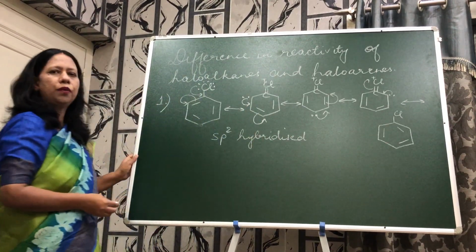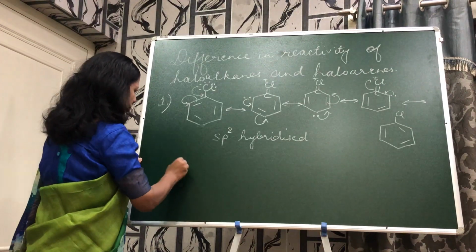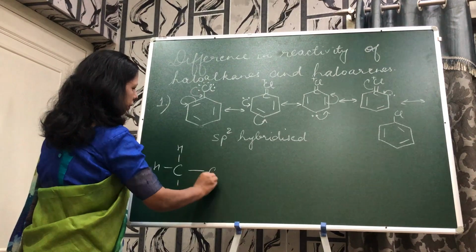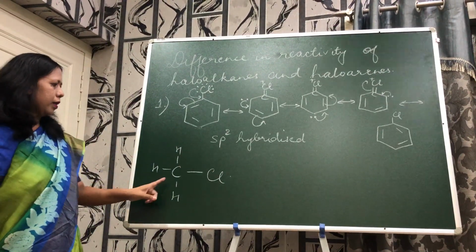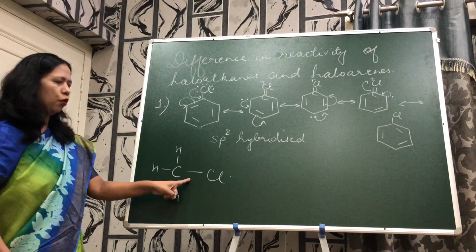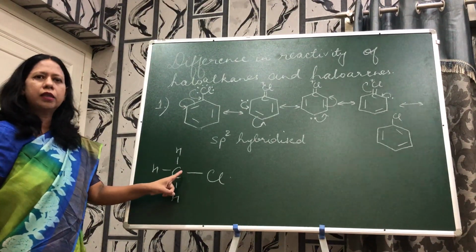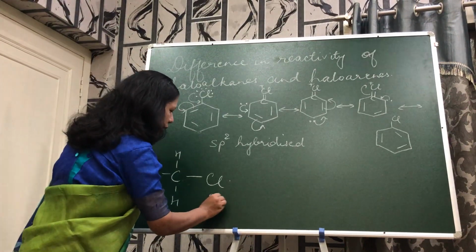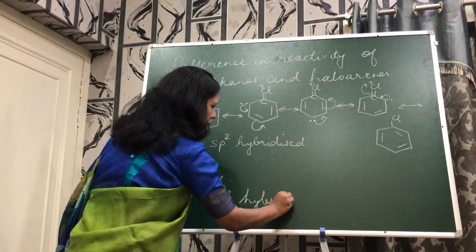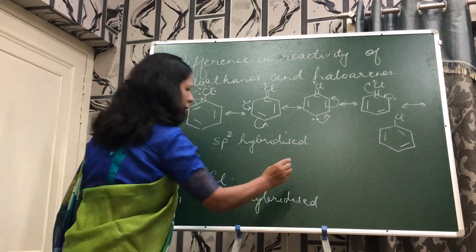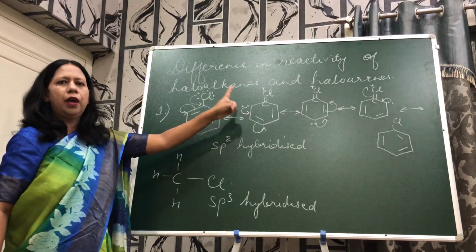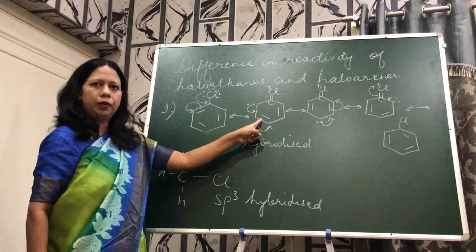Let us take an example of a haloalkane. This is an example of chloromethane. This carbon has 4 bonds, so this carbon is sp3 hybridized. This clearly indicates that the double bond character of the carbon in haloarene makes it difficult to break the bond.